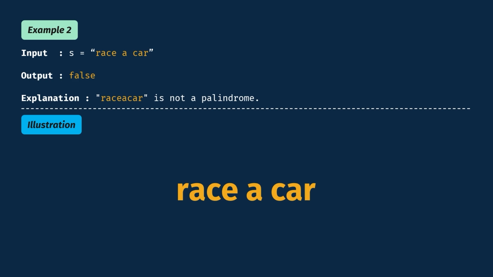Next, we remove all non-alphanumeric characters. So after removing the spaces, the string becomes this. Finally, we check whether race a car is a palindrome by comparing it forward and backward. Most of the characters match when highlighted with the same colors, except for the characters E and A in the middle. They do not have a matching counterpart. Since not all characters align, the string is not a palindrome.